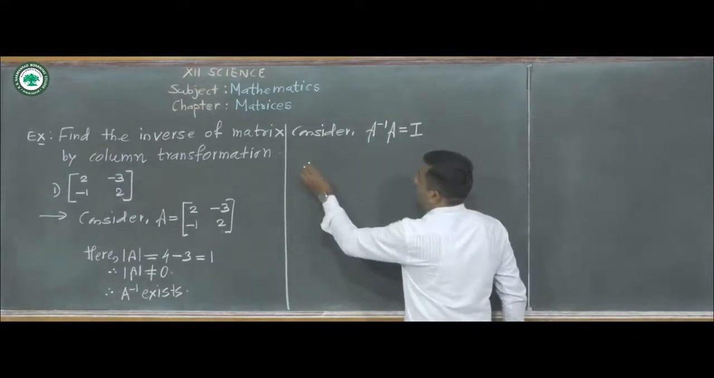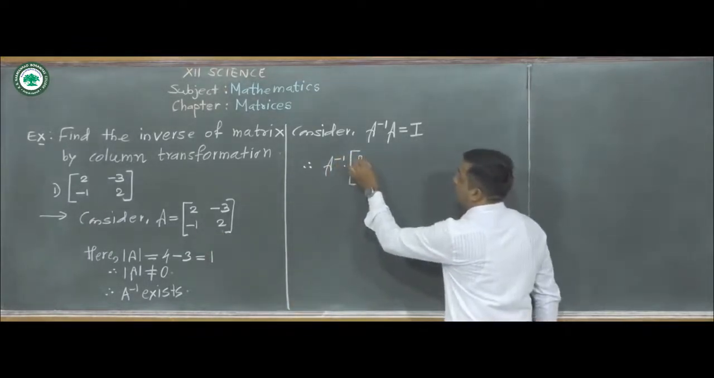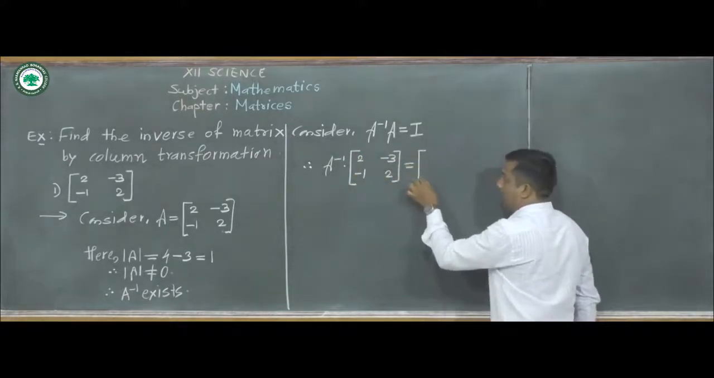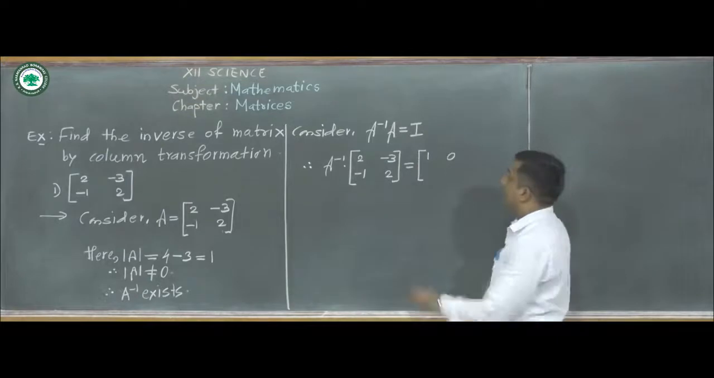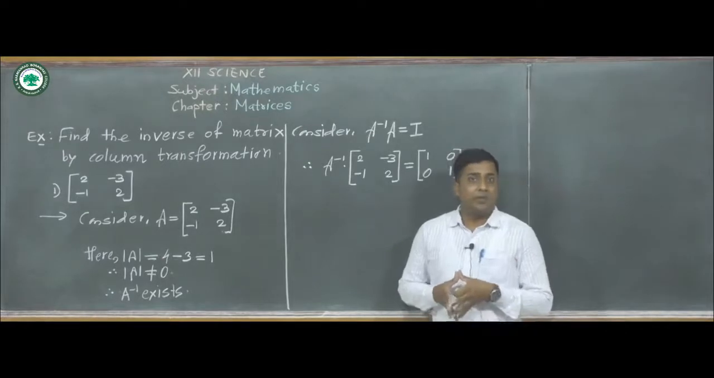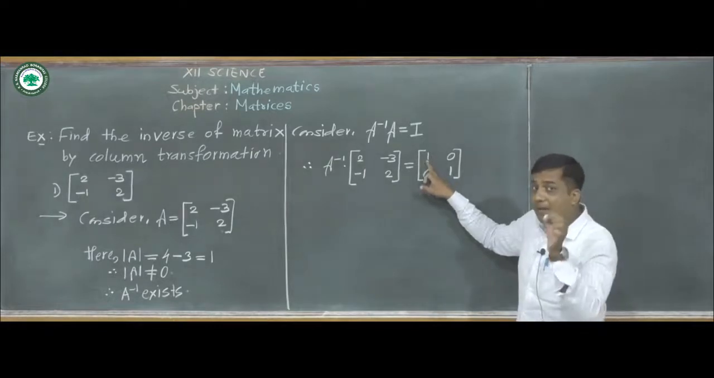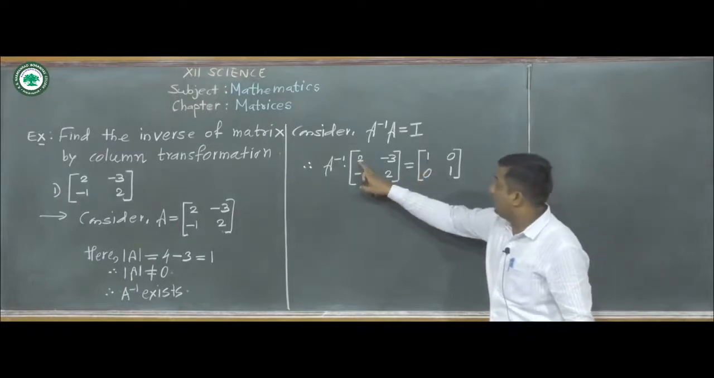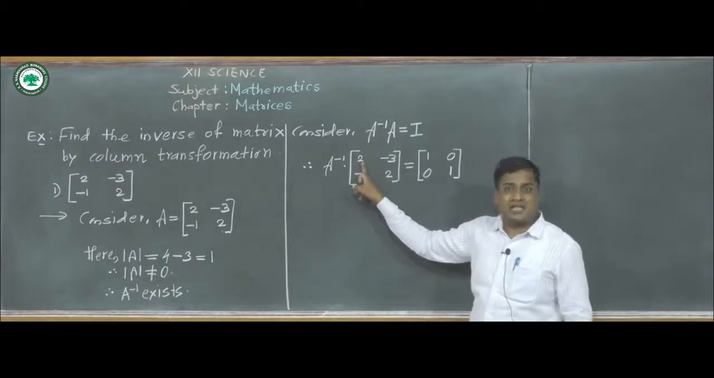Here we replace A by the given matrix, with elements 2, minus 3, minus 1, 2. This is equal to the identity matrix, whose elements are 1, 0 in the first row, then 0, 1 in the second row. Now in the next step we have to make this 2 as 1. Since in the identity matrix, in the position of A11 we have 1, we have to reduce this 2 to 1 by using a transformation.